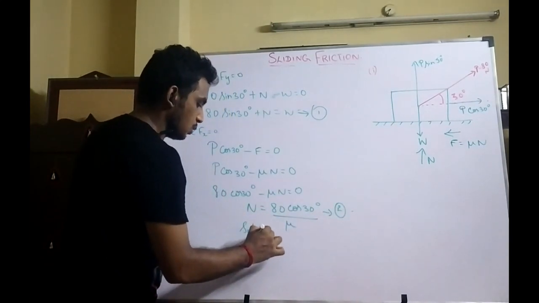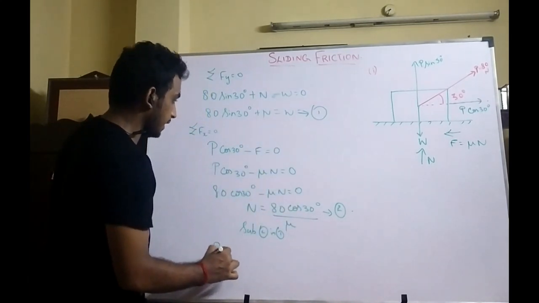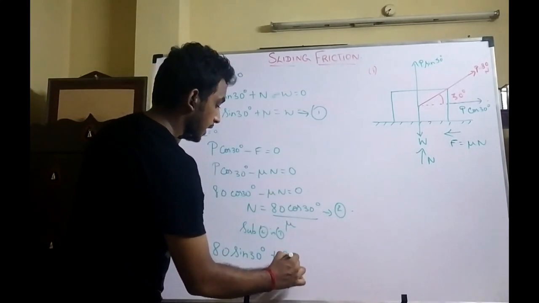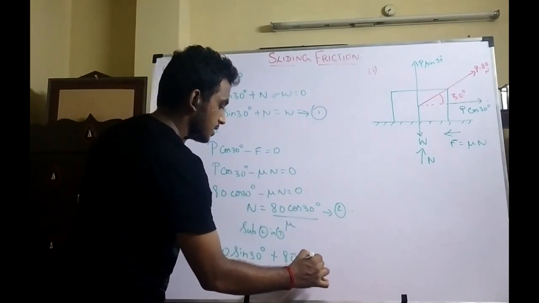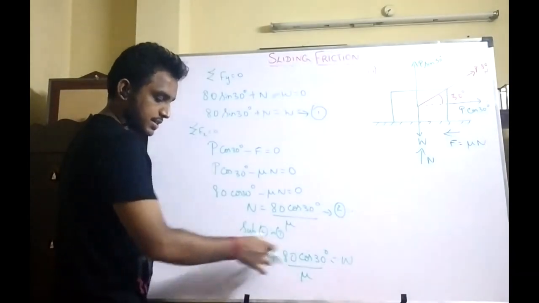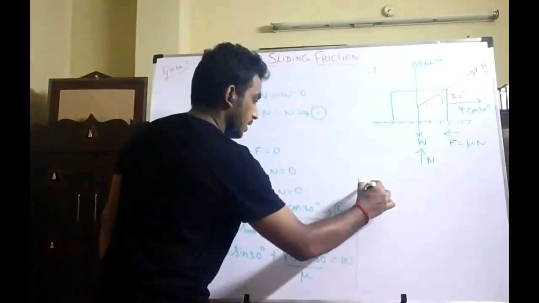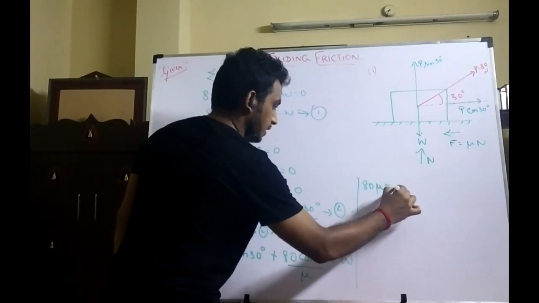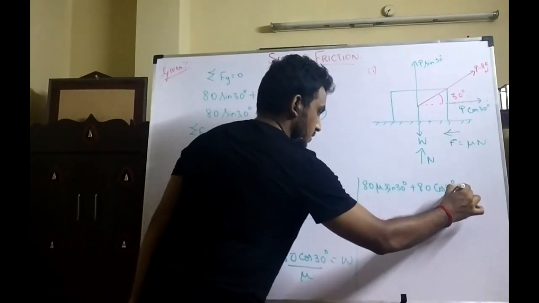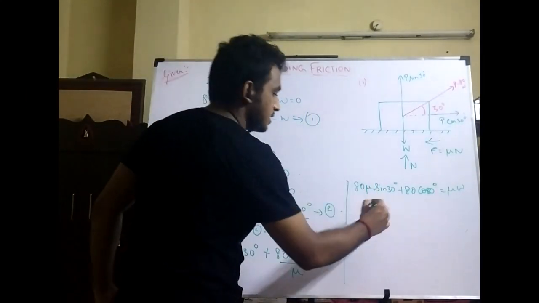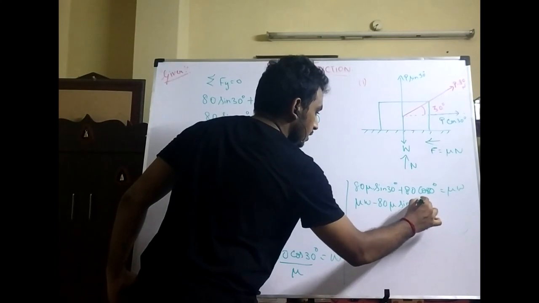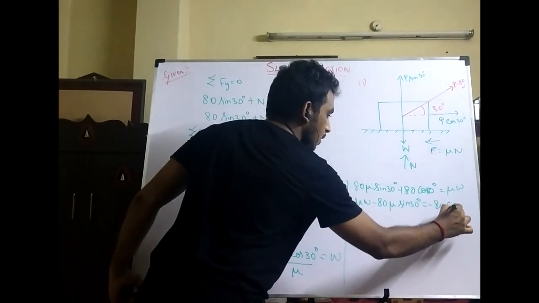Substituting 2 in 1, we get 80 sin 30 plus the N value over here, 80 cos 30 degrees divided by mu, is equal to W. Taking mu as LCM, we get 80 mu sin 30 degrees plus 80 cos 30 degrees, which is equal to mu times W. Taking all the mu terms on one side, we get mu W minus 80 mu sin 30 equal to 80 cos 30 degrees.